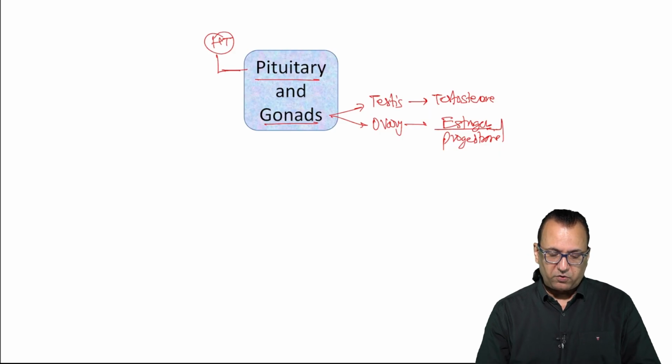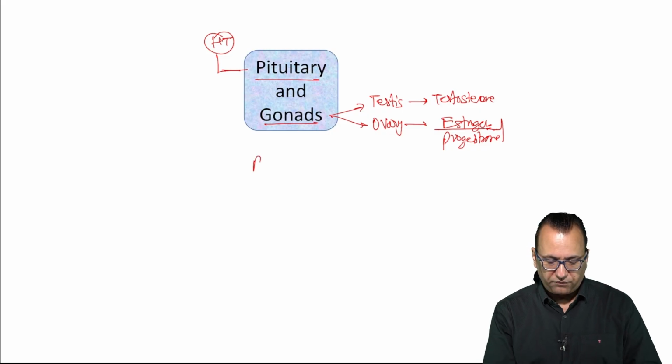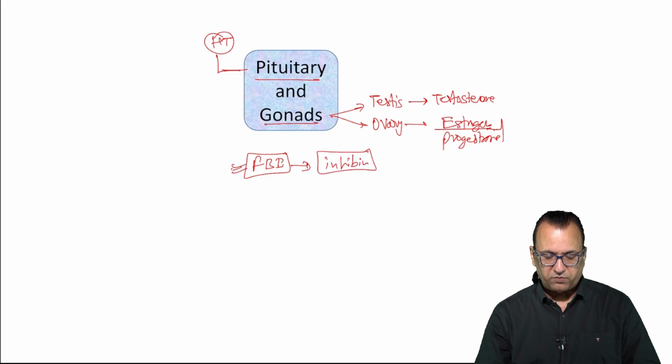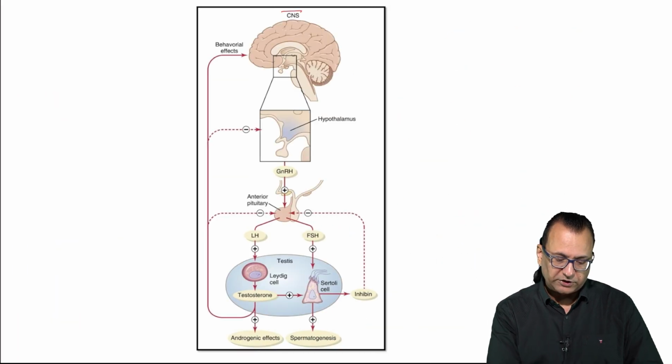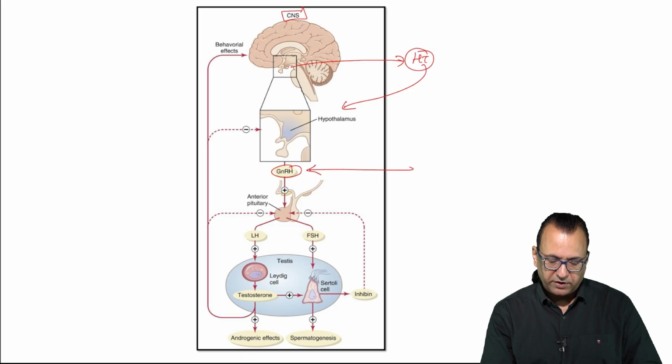How is this axis controlled, and how is the feedback inhibition working? There is a hormone called inhibin; as the name suggests, it will be inhibiting. So how does feedback inhibition work? We want to talk about it in a flow diagram. You see here the central nervous system, which is the hypothalamus region, magnified here, is giving us gonadotropin releasing hormones, and these basically work upon the pituitary. As you see, with a positive sign, they are working on the pituitary.